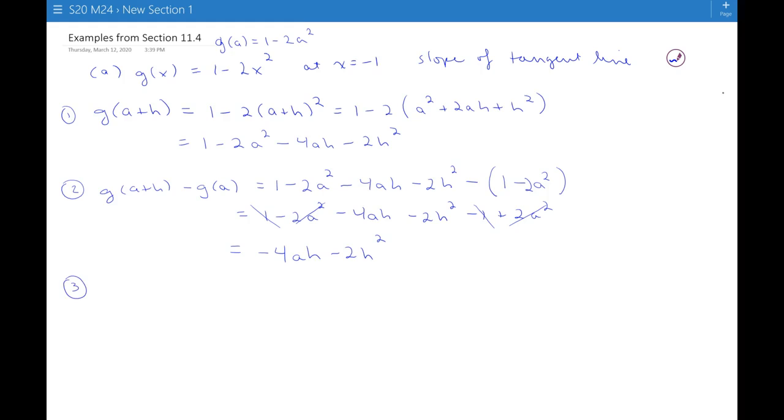Then the next step is to divide this by h. So you take step 2's result and divide it by h. So I'm going to factor out h and divide by h, so the h's will cancel. And I have -4a minus 2h. So at this point, what I have is called the difference quotient.